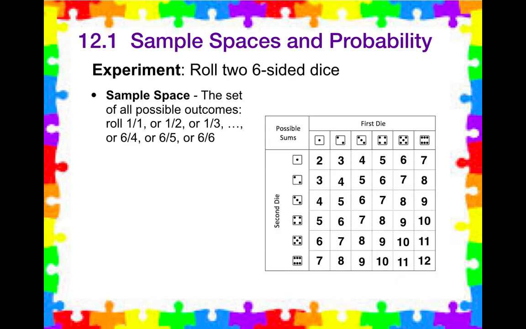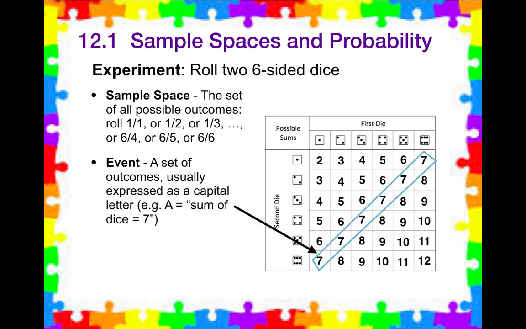Let's use an experiment of rolling two six-sided dice. We'll create a table that shows all the possible outcomes. I have the possibility of getting a 1 and then a 1, a 1 and a 2, a 1 and a 3, and so forth, a 2 and then a 1, a 2 and a 2, and so forth, all the way down until we get 6 and 6. Then we'll sum those together and put them in this table here.